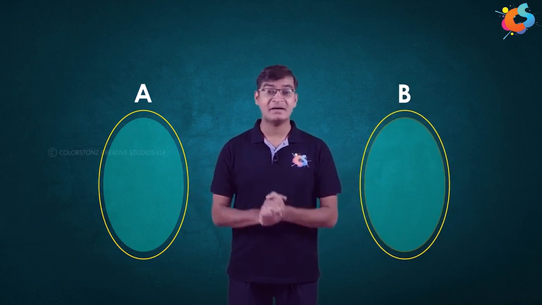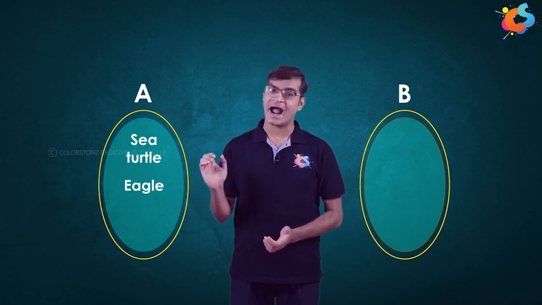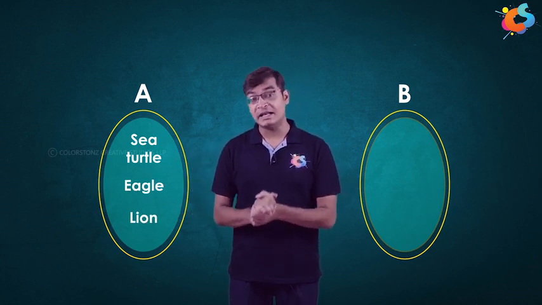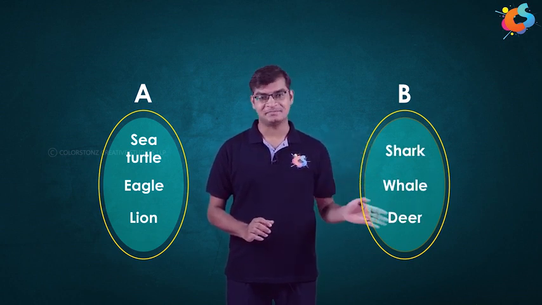For that, let us take two sets, set A and set B. Let us take some elements in set A as sea turtle, eagle and lion. Let us take some elements in set B as shark, whale and deer.